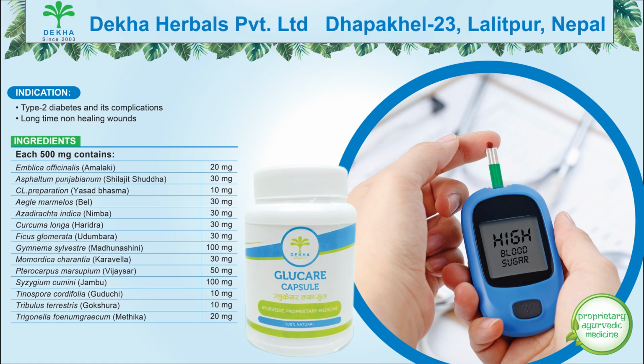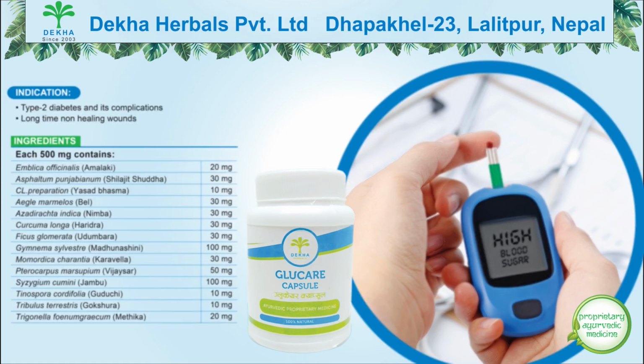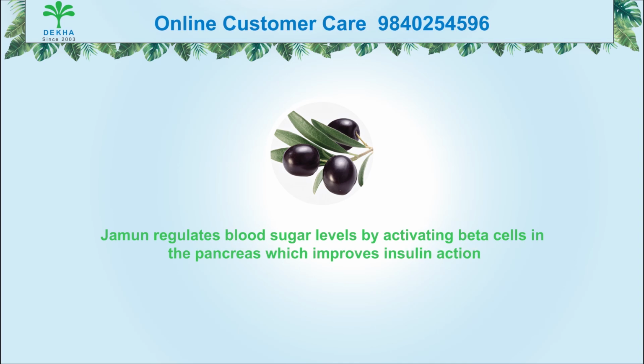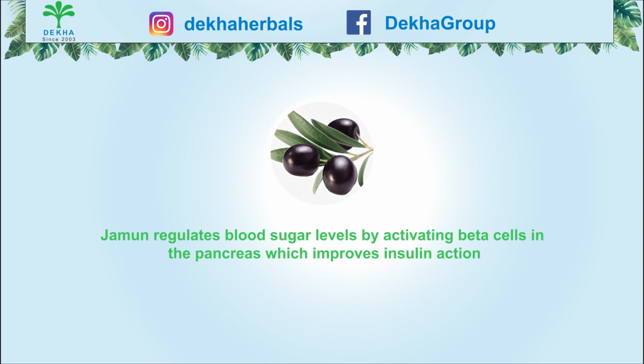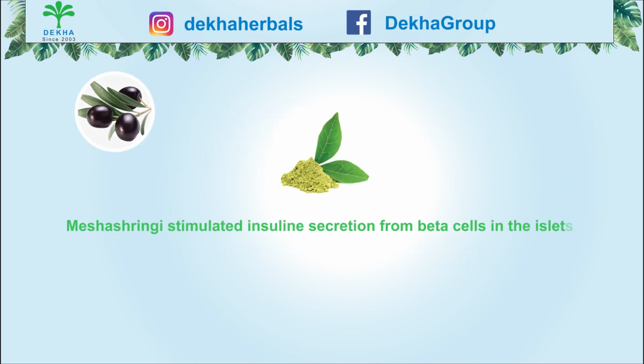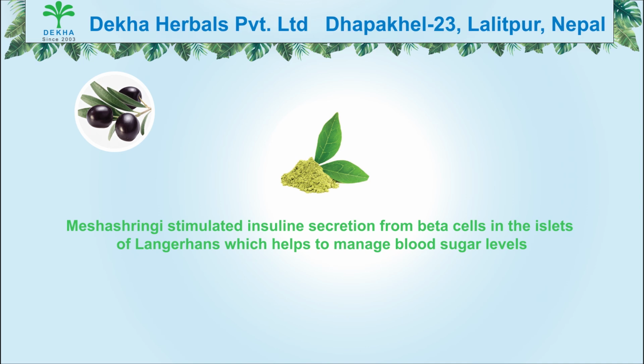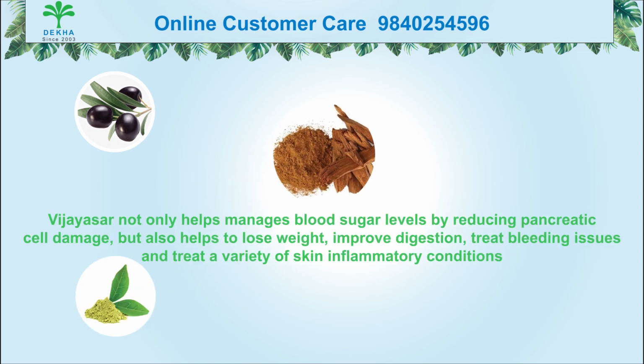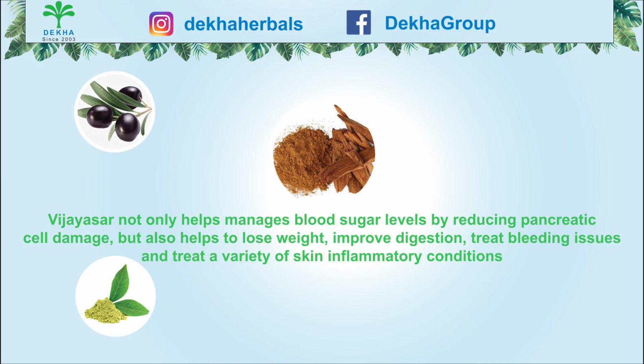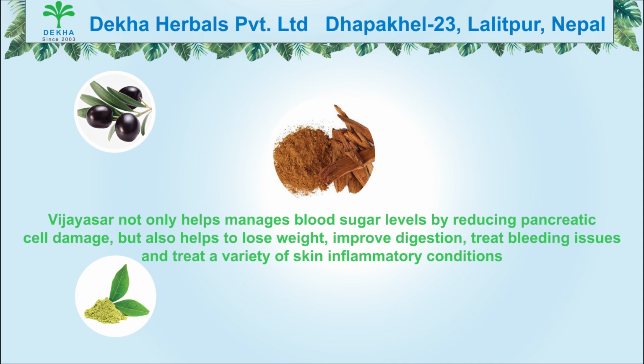Some of its major important ingredients are: Jamun regulates blood sugar levels by activating beta cells in the pancreas, which improves insulin action. Meshashringi stimulates insulin secretion from beta cells in the islets of Langerhans, which helps to manage blood sugar levels. Vijaysar not only helps manage blood sugar levels by reducing pancreatic cell damage, but it also helps to lose weight, improve digestion, treat bleeding issues and treat a variety of skin inflammatory conditions.